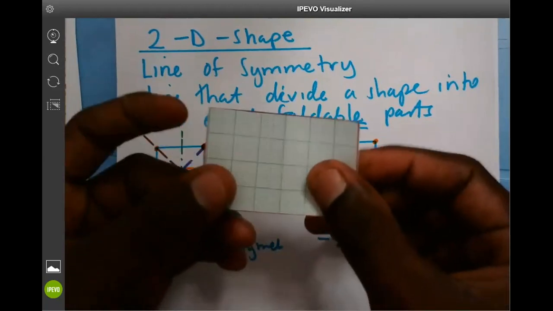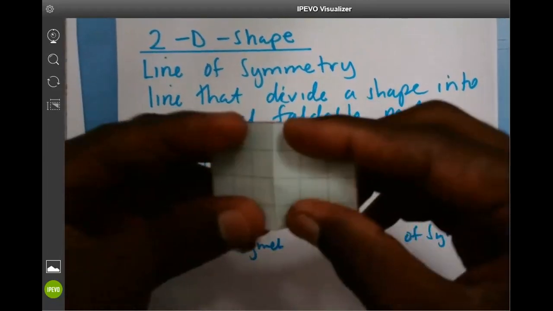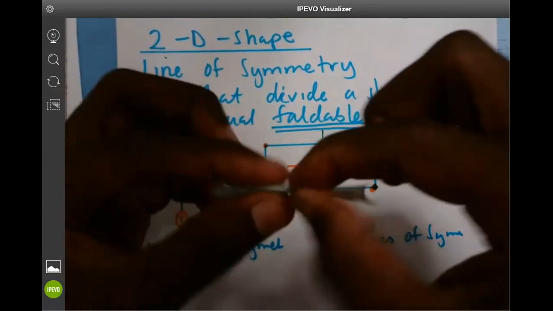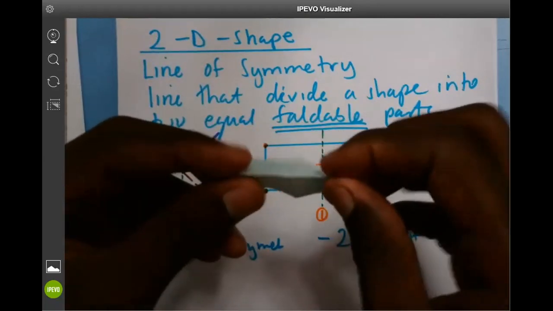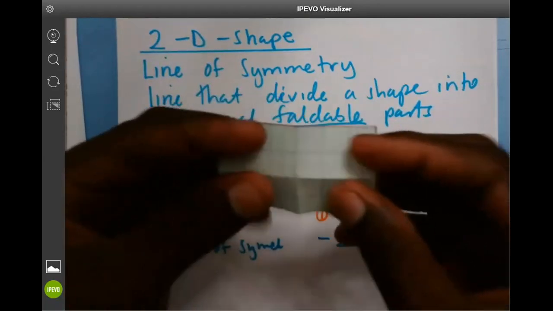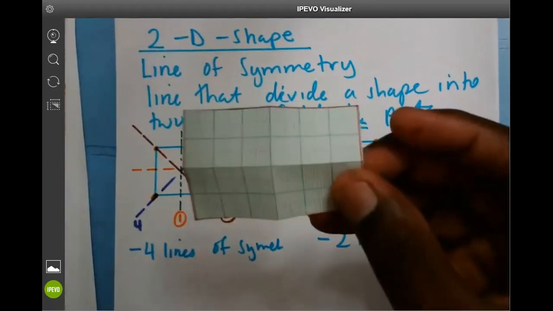So we say this is one line of symmetry. See, one line of symmetry can fold there. And you can fold it in this way. This becomes our second line of symmetry. So till there, we have got two lines of symmetry on a rectangle.